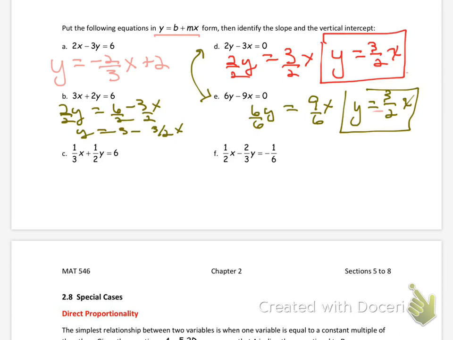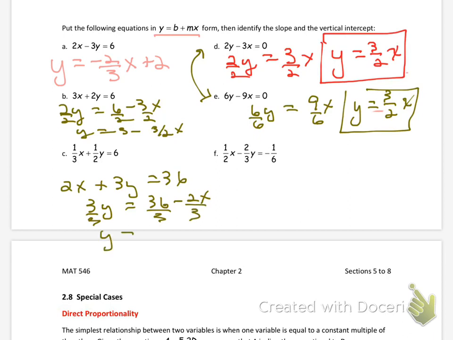Okay, how about this one? So you have some options here. What you could do is multiply both sides by 6. If I did that, I would get 6 divided by 3 is 2x plus 3y equals 36. And that would get me 3y equals 36 minus 2x. Divide by 3, divide by 3, divide by 3: y equals 12 minus 2/3 x.